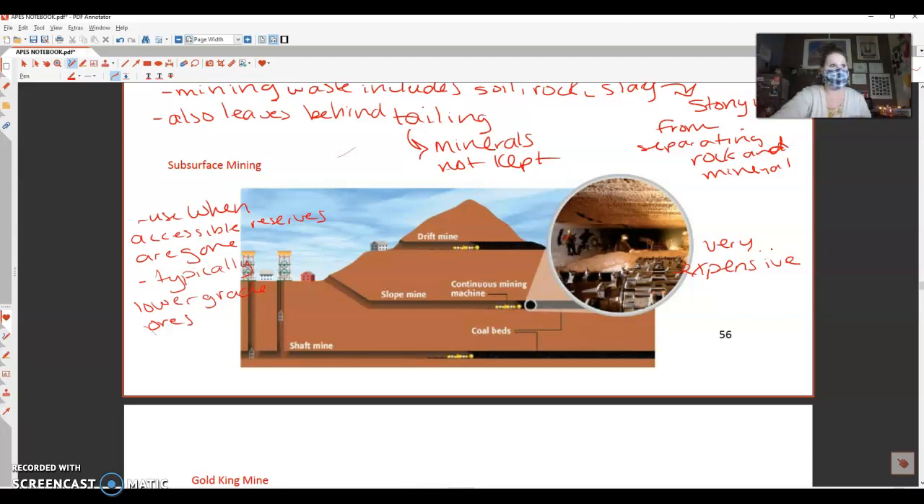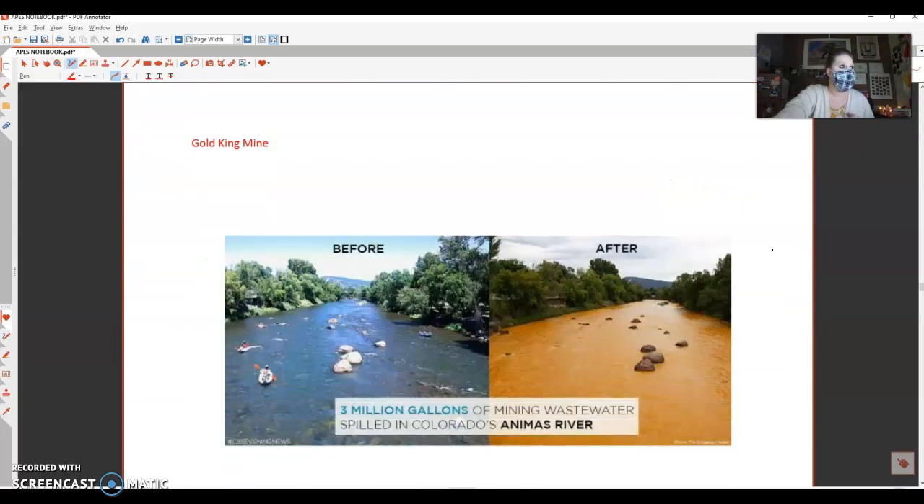All right, so let's look at a specific mining disaster. So the Gold King mine. The Gold King mine is in Colorado. It's outside of a little town called Silverton, Colorado.